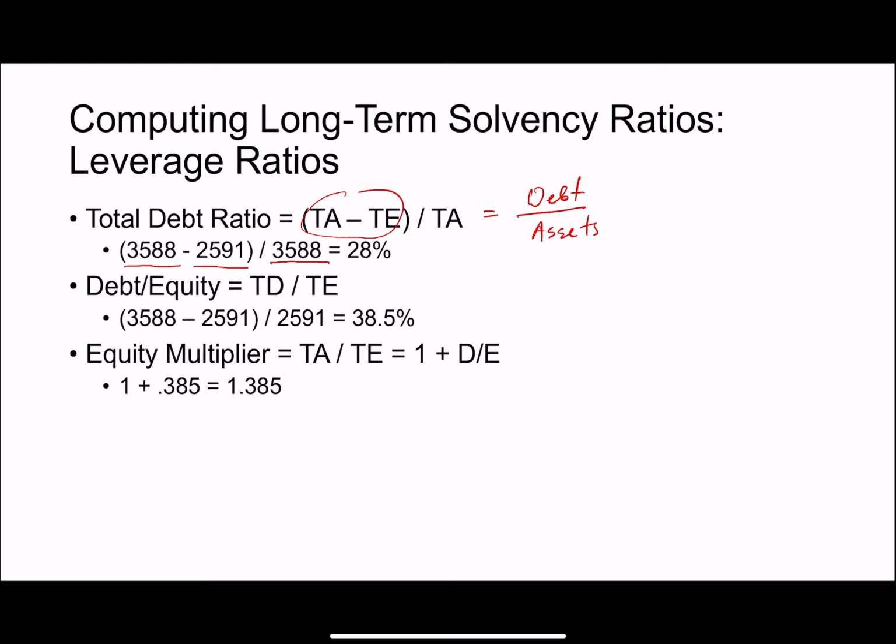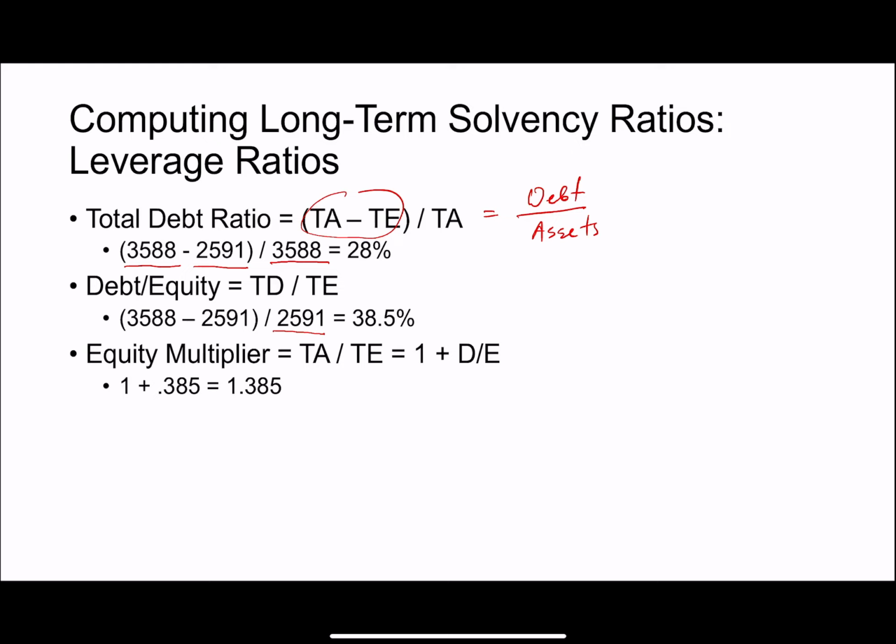Okay, all right, so the next would be your total debt to equity. The only difference here is the denominator. As you can see, the numerator is the same, but the denominator is different. You just take your total debt and you divide by total equity.